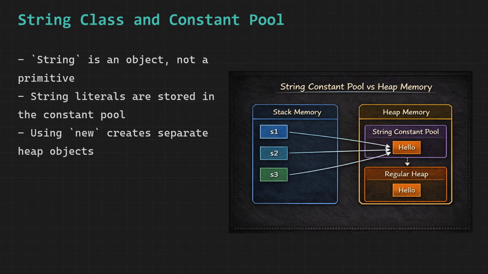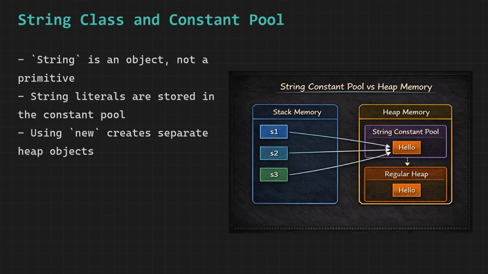In Java, text is not just a simple piece of data, it is a full object managed by the String class. Whenever you create a string using double quotes, Java does something very clever behind the scenes to save memory. It uses the string constant pool. Think of the string constant pool as a library of unique words.